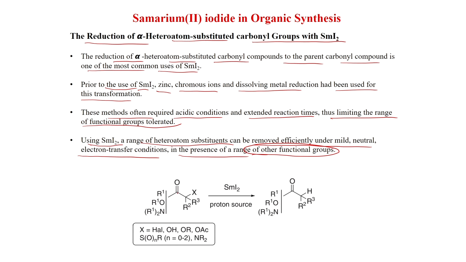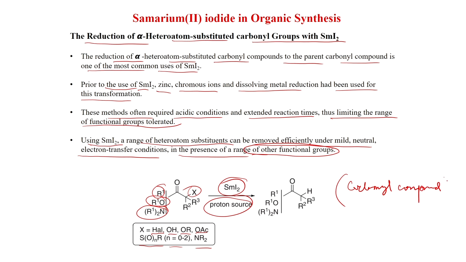So, if you have a carbonyl compound like R1 ketone, then OR1, then ester and NR2, then it will be amide, and X can be halo, OH, OR, OSO, SONR, N equal to 0 to NR2. So, different X groups can be liberated. With samarium iodide and proton source, you get the carbonyl compound. So, here the heteroatom is replaced by a proton.